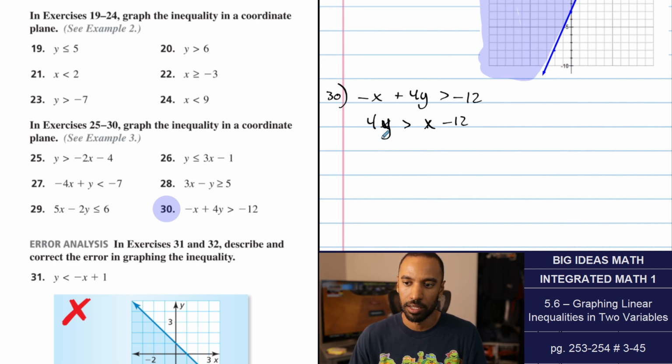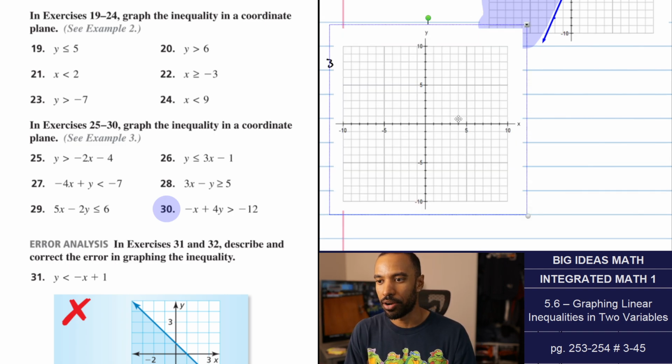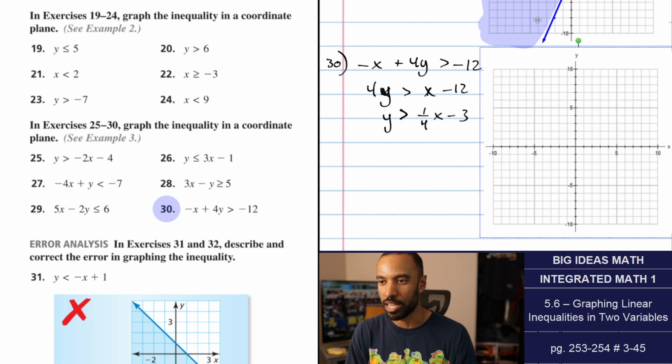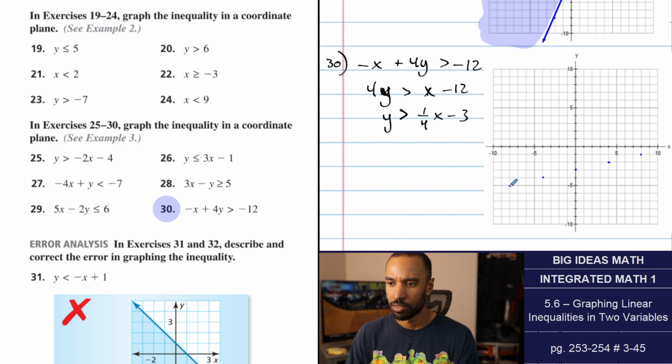Oh, this is a y. And I'm going to divide everything by 4. Doesn't flip the inequality, of course. And we get this guy. So it doesn't flip the inequality. The y is greater than, means I should be shading above. The greater than also means I need a dashed line. So negative 3, up 1 over 4. We didn't really have negative x slope or negative slopes, did we? Doesn't seem like it.